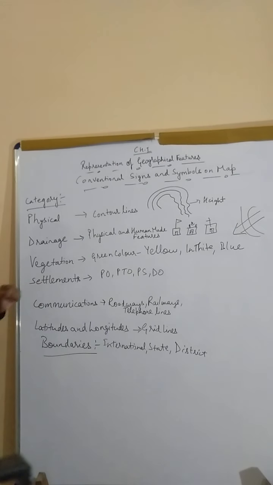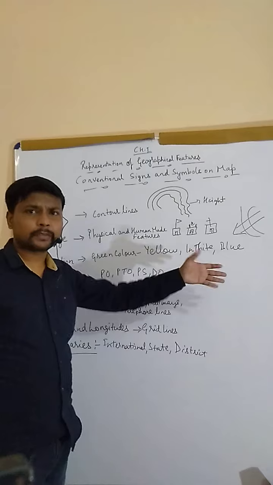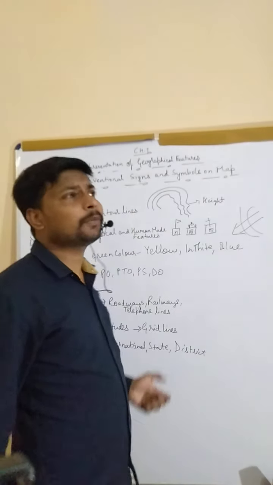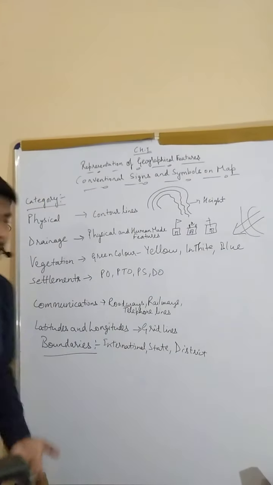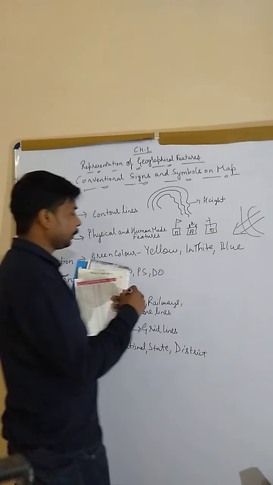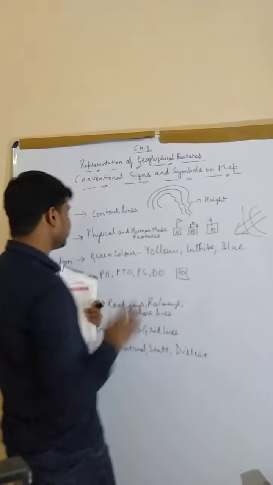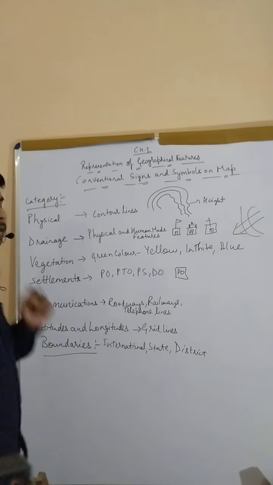Next we have settlements, like PO, PTOs, PS, and those statements were given there. So about the settlements at that particular place, they will use those symbols in a square grid box like this. They will use that symbol in a square grid box, and they will write it like this. Okay. Then we have the communications, right?